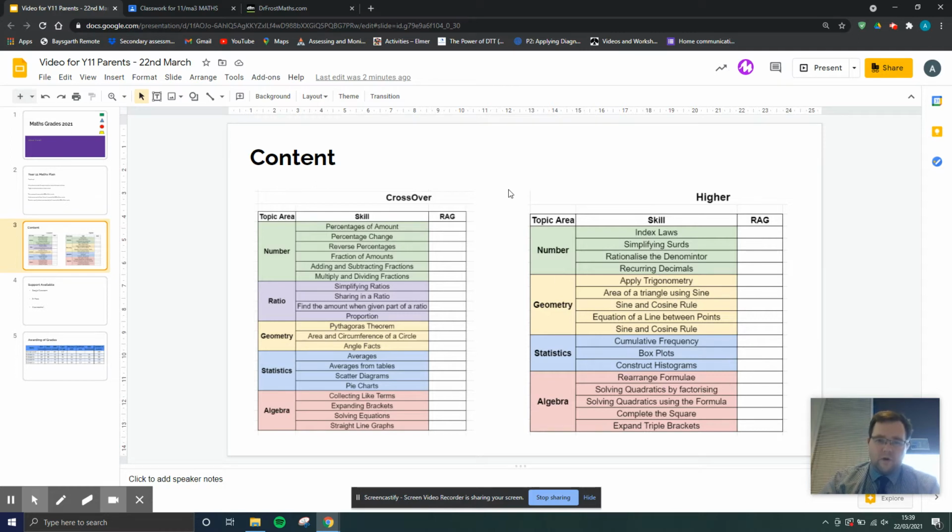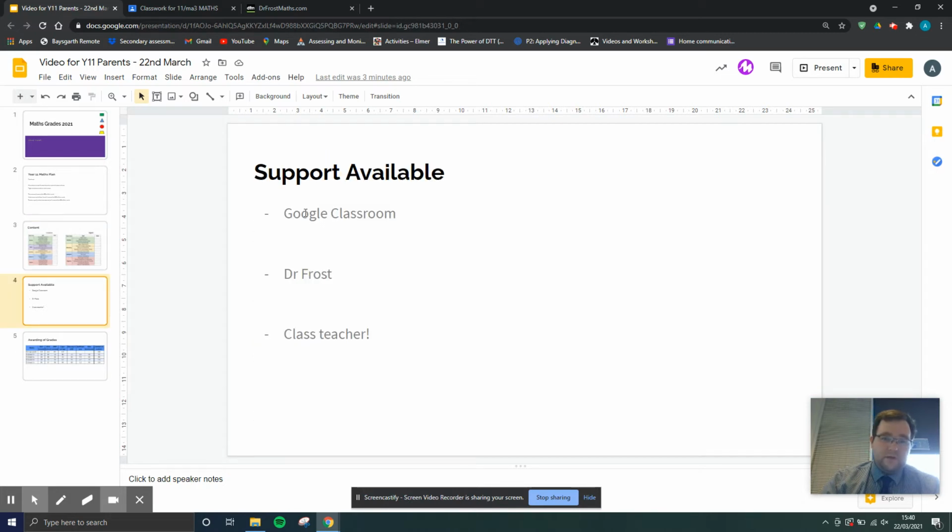We've tried to pick topics we've definitely taught in the past. So we've not touched any topics that the kids would not have seen. So cumulative frequency, box plots, histograms, they have been done by the higher lot in year 10, start of year 11. But obviously, due to the disruption of the past couple of years, we're going to reteach it over the next few weeks.